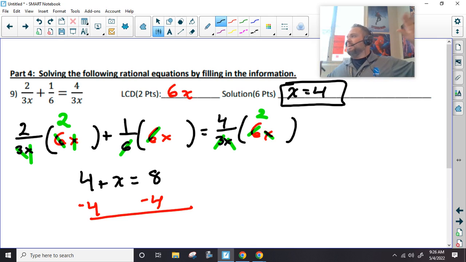All right, that was number 9. Believe it or not, once you multiply by that LCD and kill the fraction, it's actually a lot easier to do.